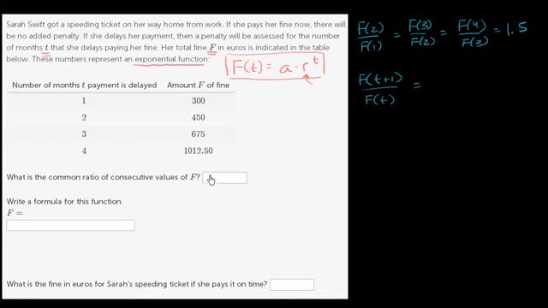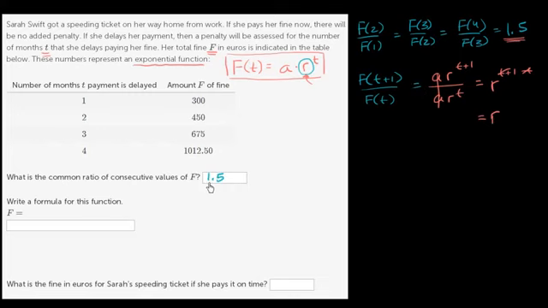And just to make it clear why this r right over here is called the common ratio, let's do this general form. So f of t plus 1 is just going to be a times r to the t plus 1 power. And f of t is a times r to the t power. So what is this ratio going to be? This is going to be r to the t plus 1 minus t, which is just going to be equal to r to the first power, which is just equal to r. So this variable r is going to be equal to this common ratio.